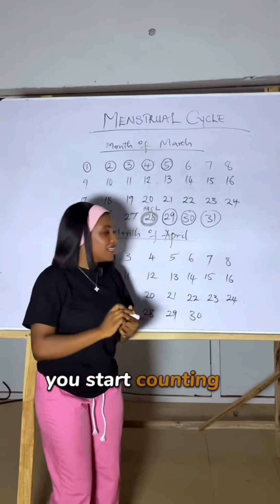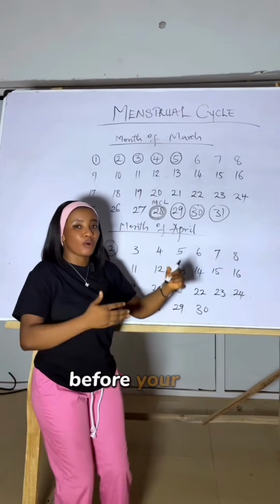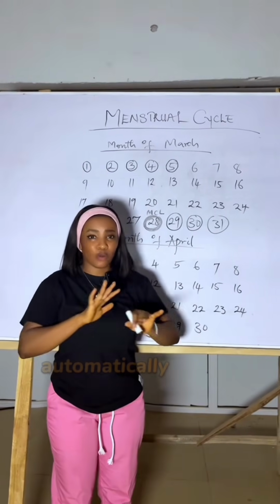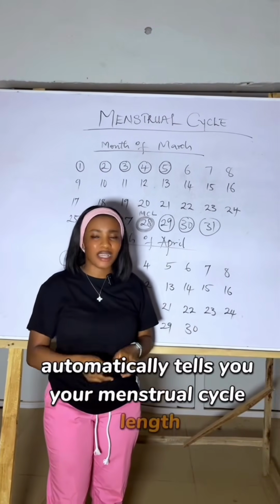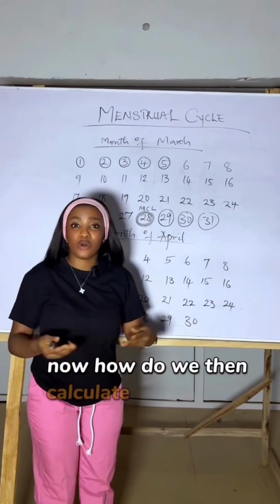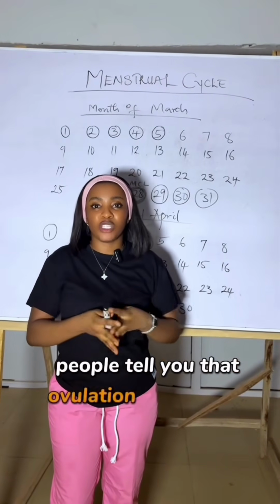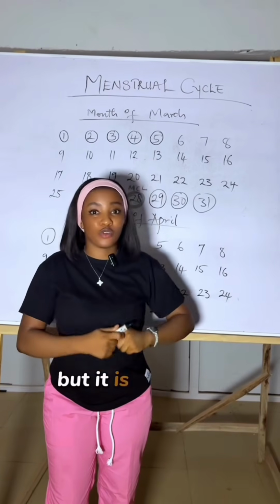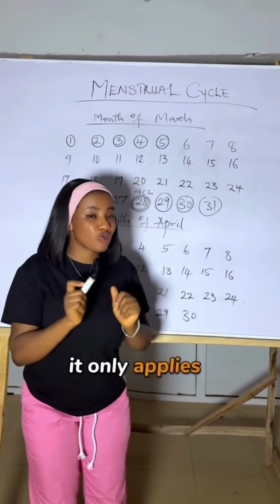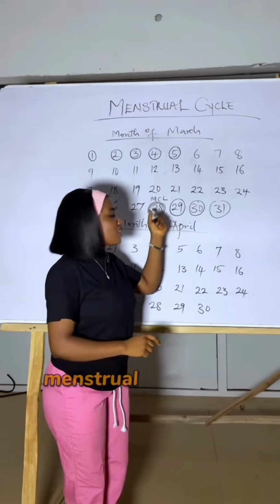You start counting till the last day before your next period comes. That automatically tells you your menstrual cycle length. Now, how do we then calculate somebody's ovulation? Most times, people tell you that ovulation is on the 14th day, but it is not always true. It only applies to people that have a 28-day menstrual cycle length.